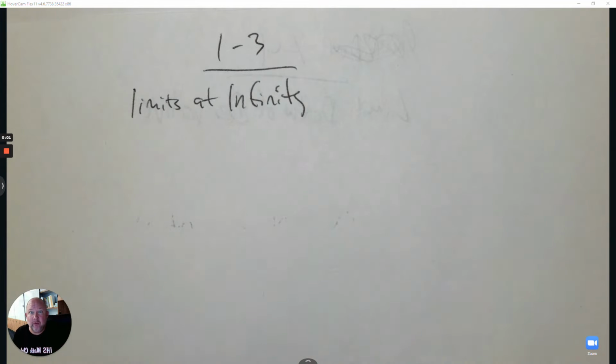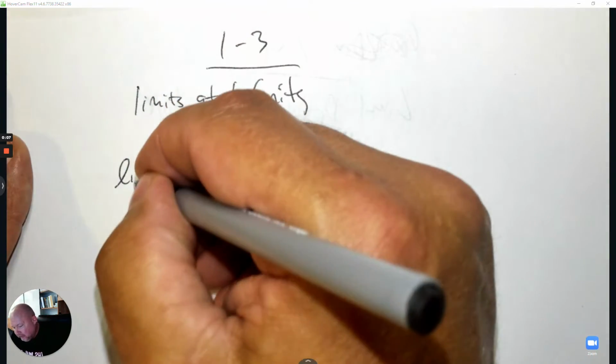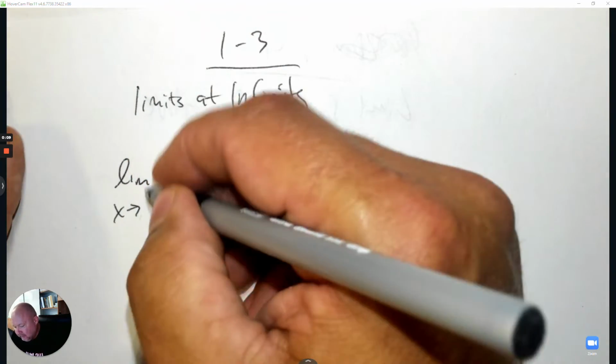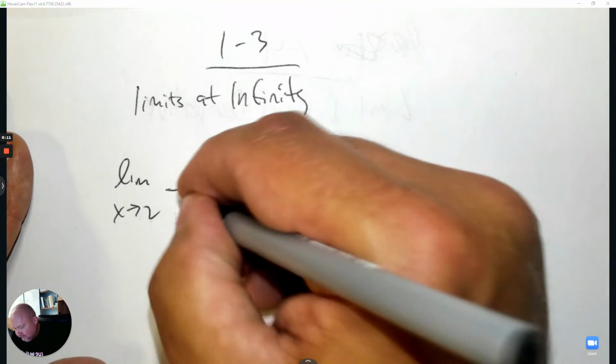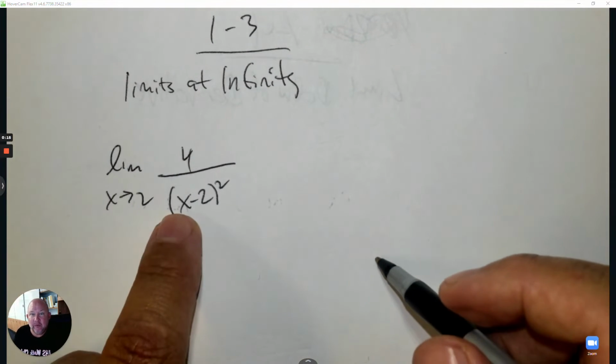All right, so here's a review before you take the quiz on 1.3 and 1.4. So lesson 1.3 was limits at infinity. There's two ways it could represent itself. Here's one. And so at 2 is an asymptote.